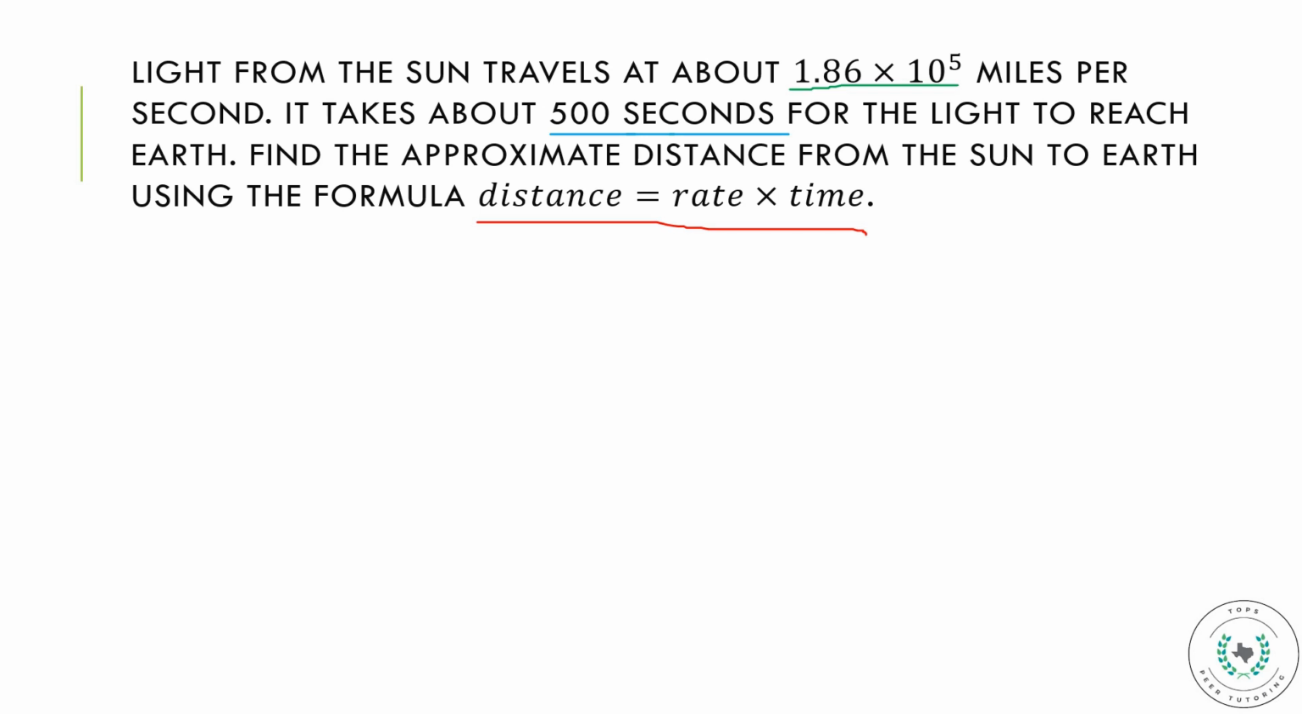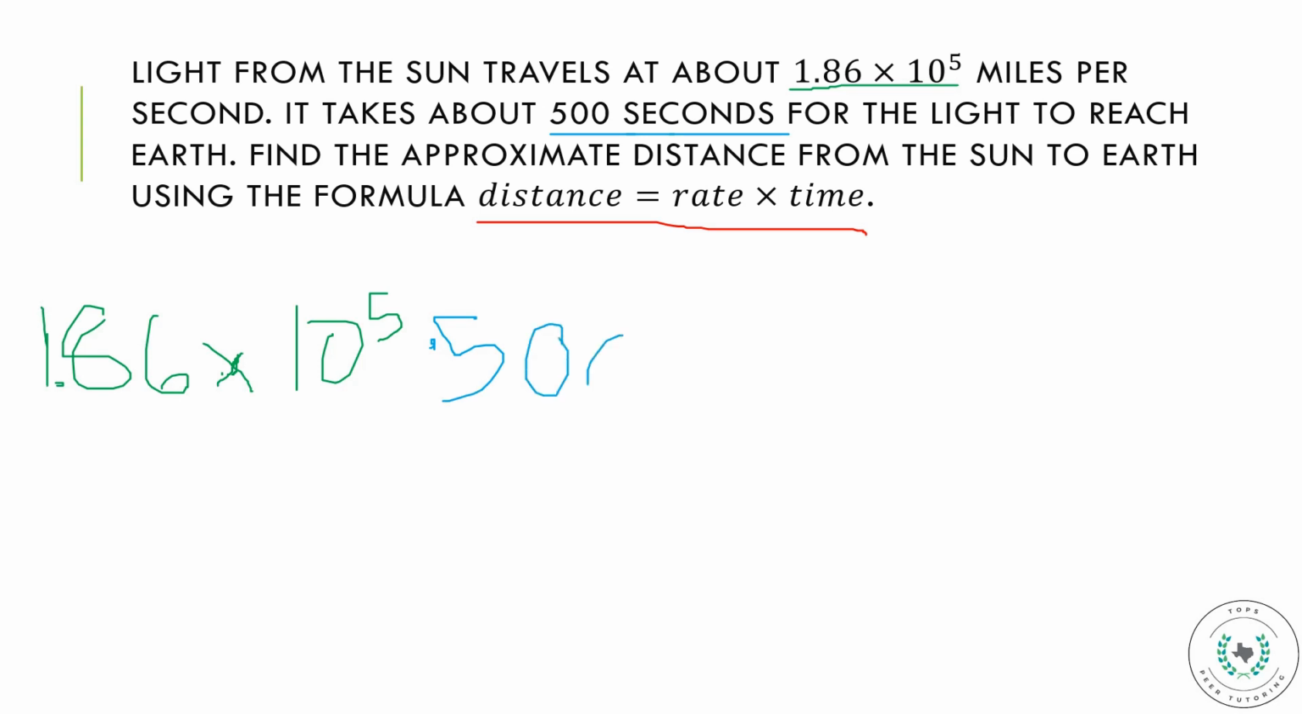So we can write that out as 1.86 times 10 to the power of 5. Looks a little bit silly. It's okay. Times 10 to the power of 5. And then have that be multiplied by 500. And then we need to figure out what that will give us, because that value is going to be our distance.